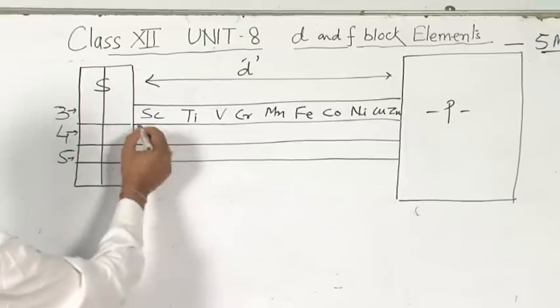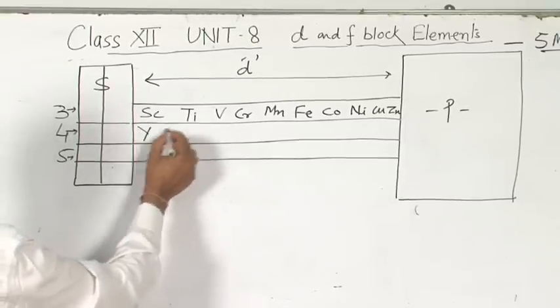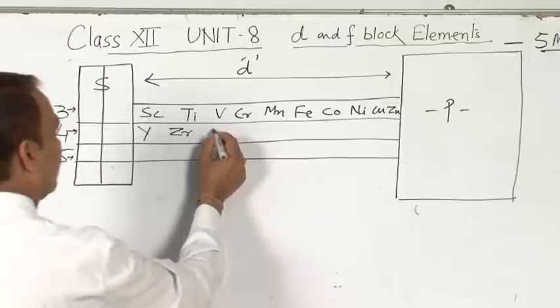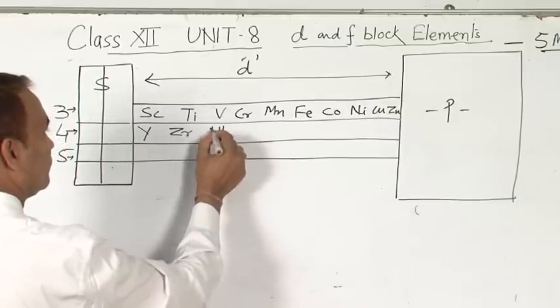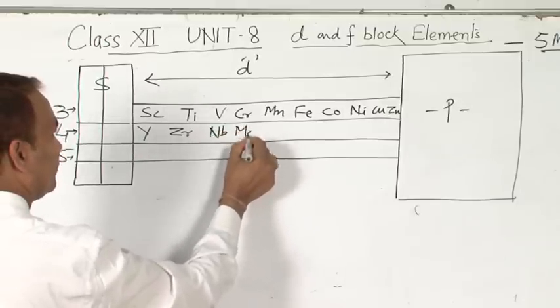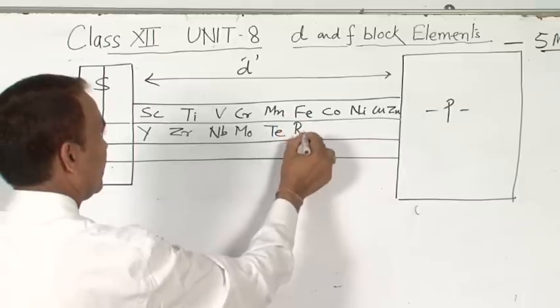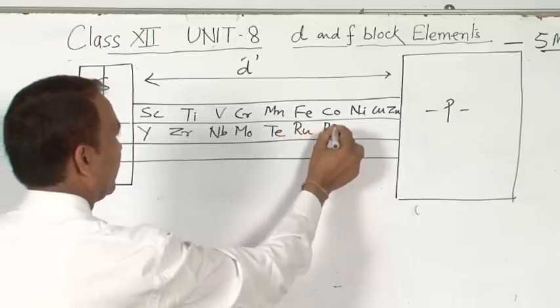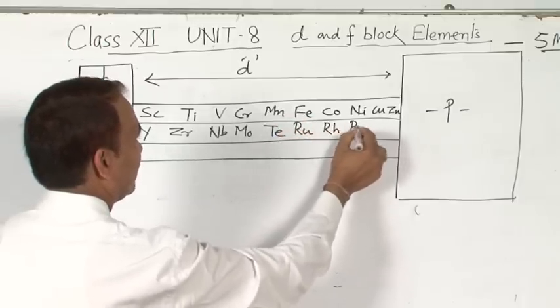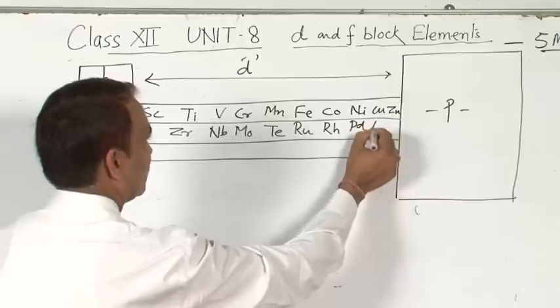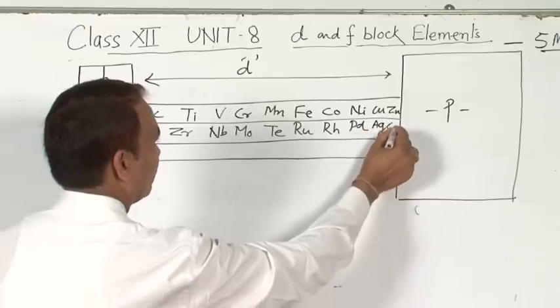In the 4D series: yttrium, zirconium, niobium, molybdenum, technetium, ruthenium, rhodium, palladium, silver and cadmium.